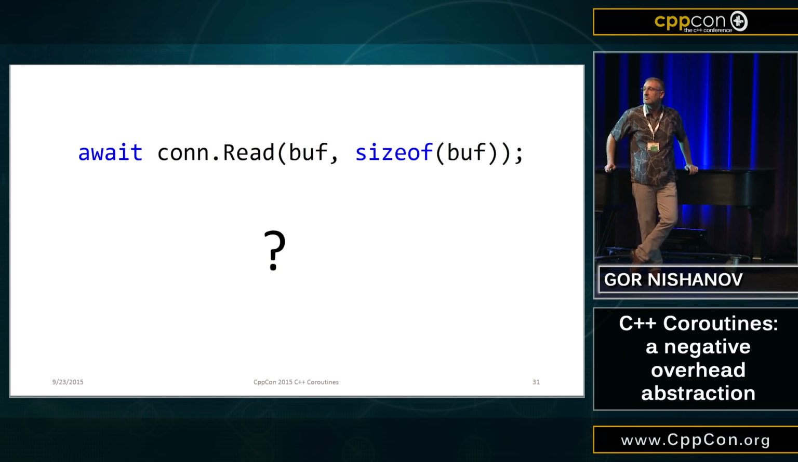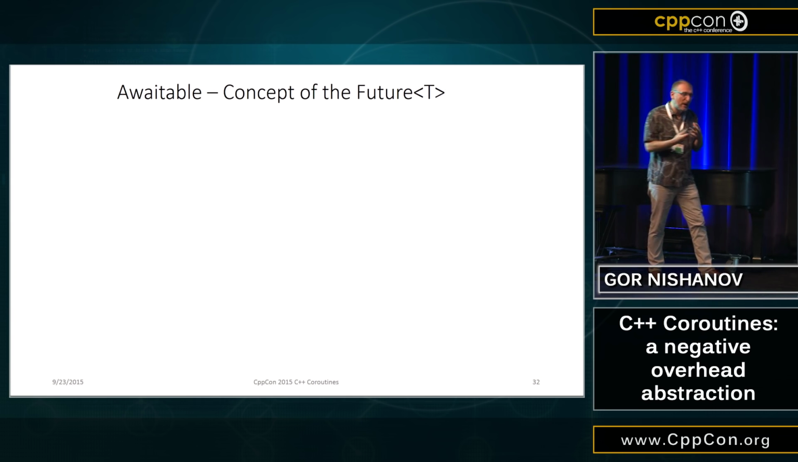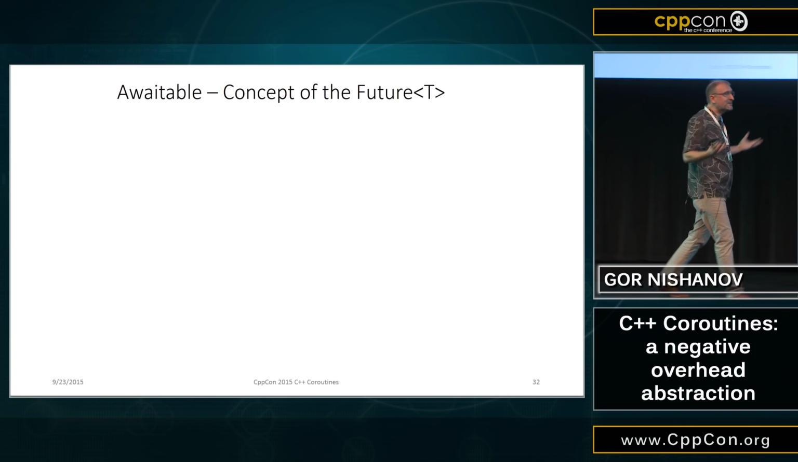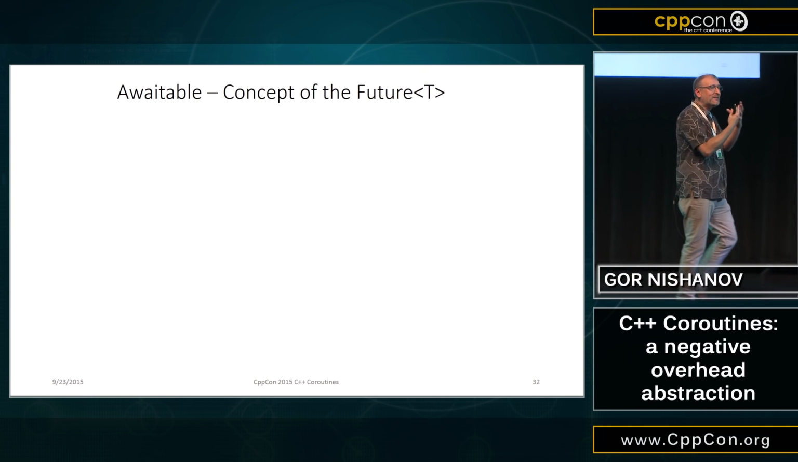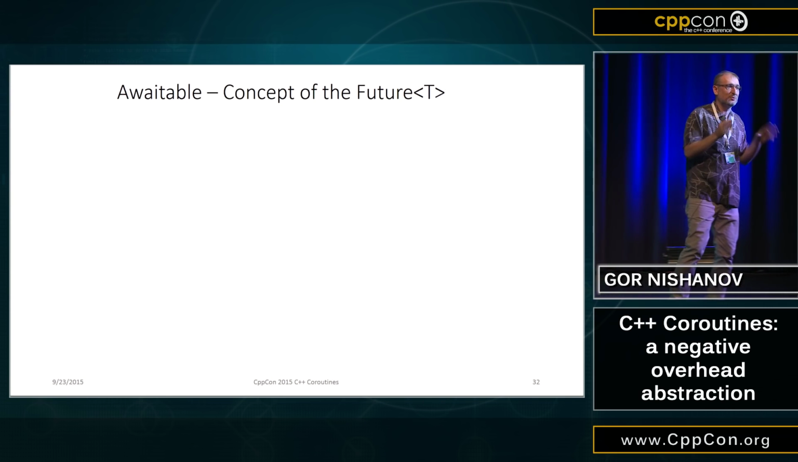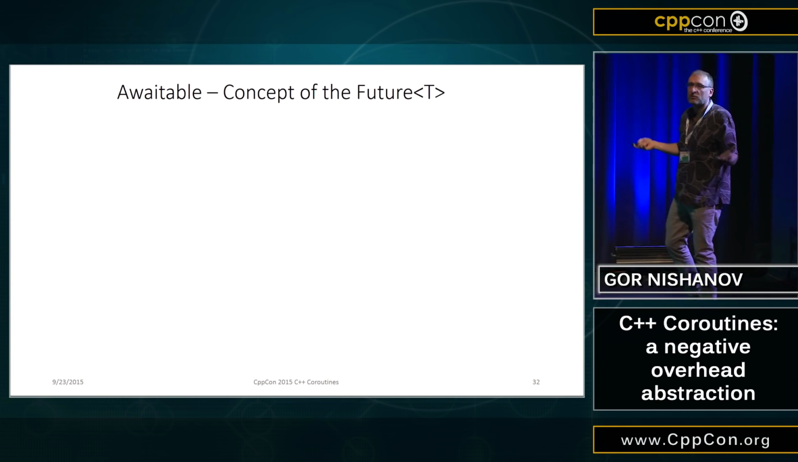What happens here? What do we have to write to make this possible? And why is it more efficient than what we saw before? Just 2 slides, it's not big. Okay. So what do you await upon? You await upon any type that satisfies the awaitable concept. And conceptually, it's a conceptual future. It's not a real future.